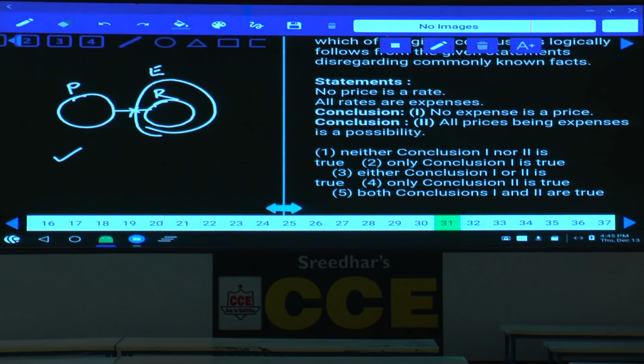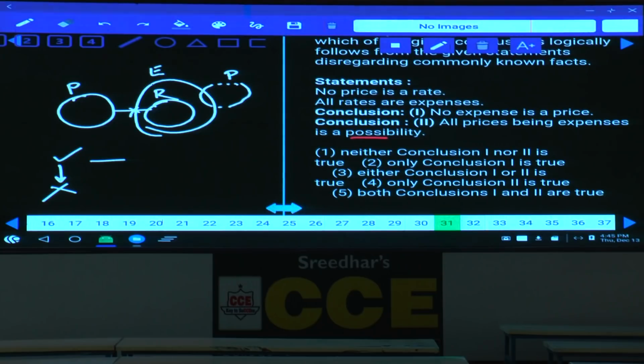And the second one, all prices are expenses is possible, isn't it? The first one is a negative conclusion. To make this one false, we need to prove some expenses are price. Tell me whether I can draw some expenses are price like this or not. If you draw price here, price and rate should not be intersected, and it is not intersecting. Alternate diagram proven, previous conclusion will be false.